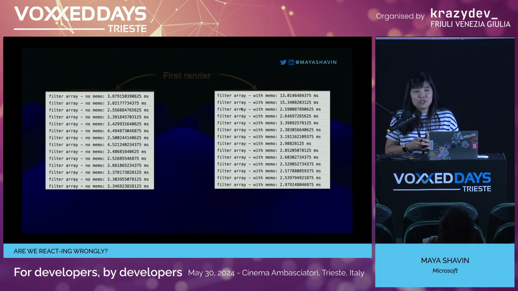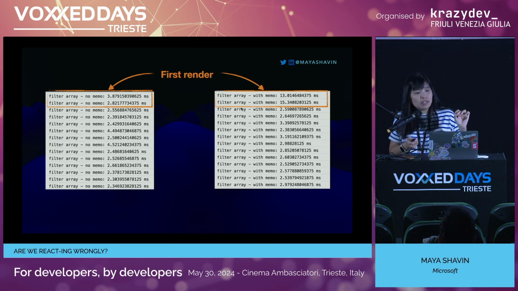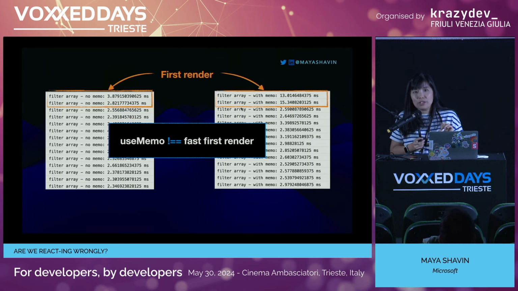For the first two renders, you can see the huge difference. For the non-memoization, the first render is kind of static, like 3 milliseconds, 2 milliseconds, and so on. But for the one where you use memo to optimize the memoization, the first two renders reached 13 milliseconds or 15 milliseconds. That's insane, the amount is too big compared to the non-memo. So this is the case where you start to realize that useMemo is not the same as fast first render.